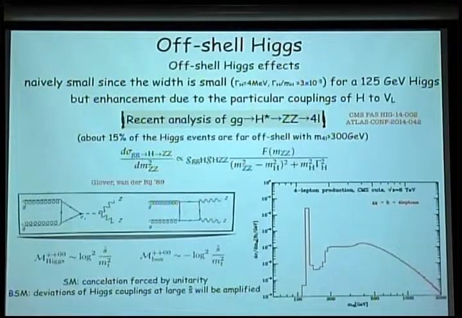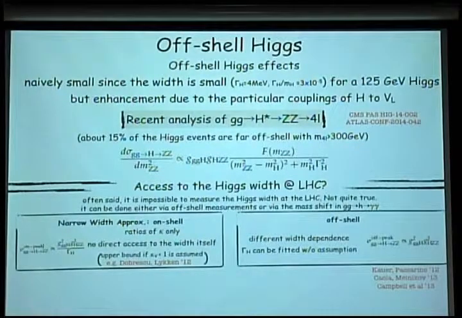Which also means that if you modify the Higgs coupling, then this cancellation doesn't occur anymore, and you will have a huge enhancement of the cross-section. So this makes this channel a very interesting channel to probe any deviation of the Higgs coupling, simply because those deviations will be enhanced with the energy.